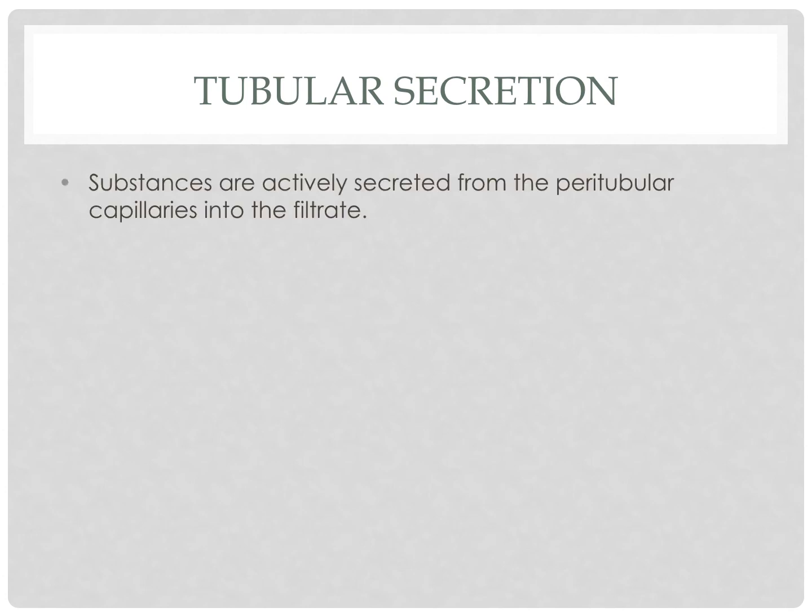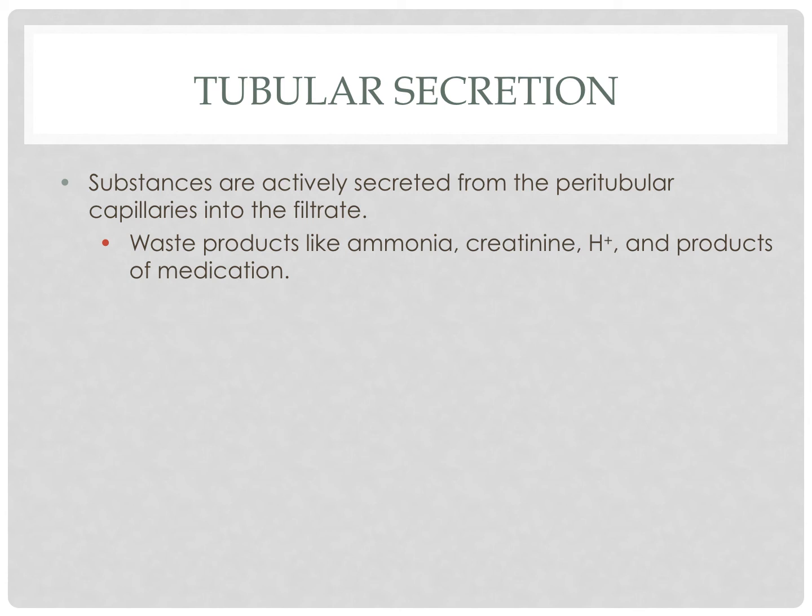Last but not least, tubular secretion. Substances are actively secreted from your peritubular capillaries and into filtrate. So what's going to become urine? Waste products is what we're talking about. Things like ammonia, creatinine, hydrogen if we're too acidic, as well as the products of medication or vitamins, for instance. If you are taking a multivitamin but you already have sufficient amounts, then that's going to be removed from blood.